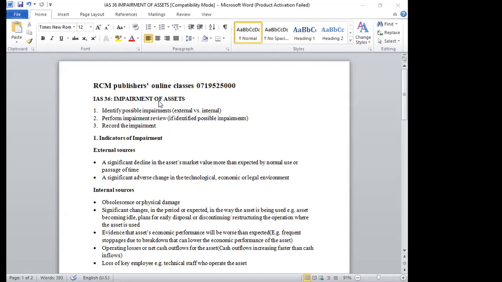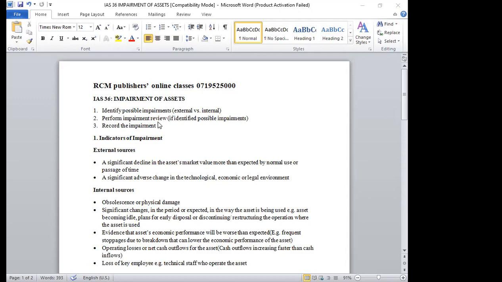So brushing through the concepts, we are told here impairment of assets, IAS 36. The main agenda of this particular standard is to enable us identify possible impairments, external versus internal, and perform an impairment review if possible impairments are identified. Very important for you to understand that. And of course, how do we record the impairment in the financial statements? Under recording, we shall have an extract of the statement of financial position and an extract of the statement of loss and other comprehensive incomes.